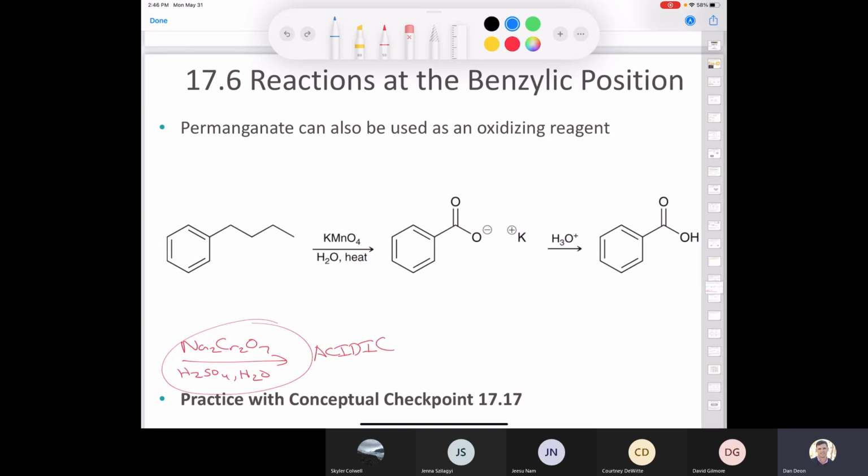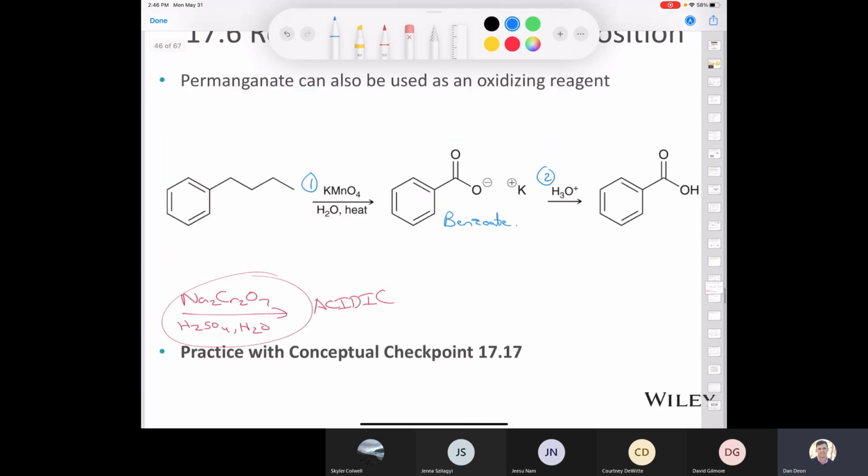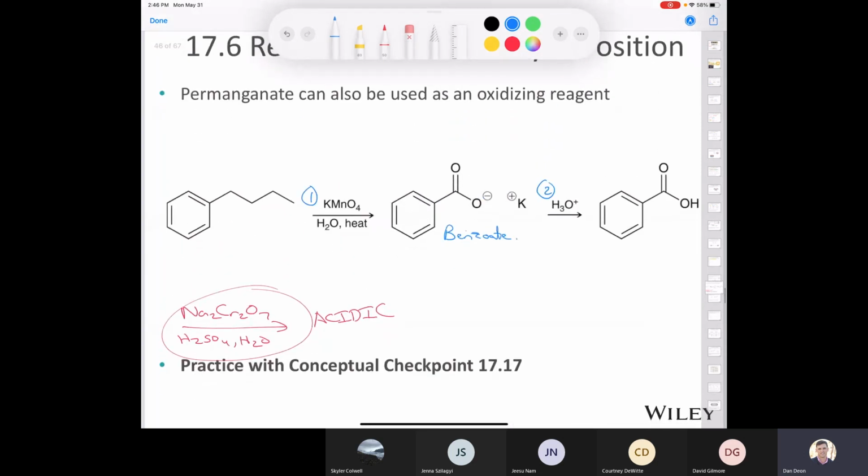The first step is to treat the molecule with potassium permanganate and water, and you heat that up. That makes a benzoate. Okay, so this is called a benzoate, which is the conjugate base of a carboxylic acid. Then in the second step, you can treat it with dilute aqueous acid to produce the carboxylic acid.